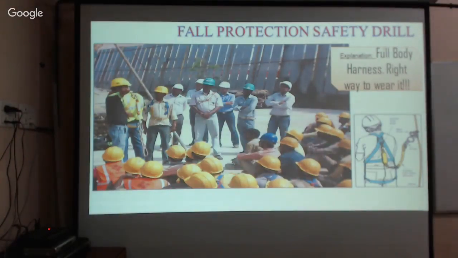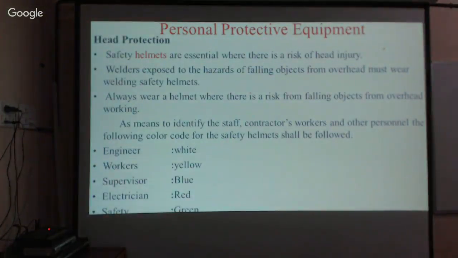Then fall protection. There is training on how to protect ourselves from falling from the ground, from the scaffolding, from the building. What are the necessary measures to be taken? How do we have to act and behave? All these things are trained. The people are trained. Now, personal protective equipment: safety helmets are essential. There is a risk of head injury. Welders exposed to hazards of falling objects from overhead must wear a welding safety helmet. Always wear a helmet where there is a risk from falling objects from overhead working.